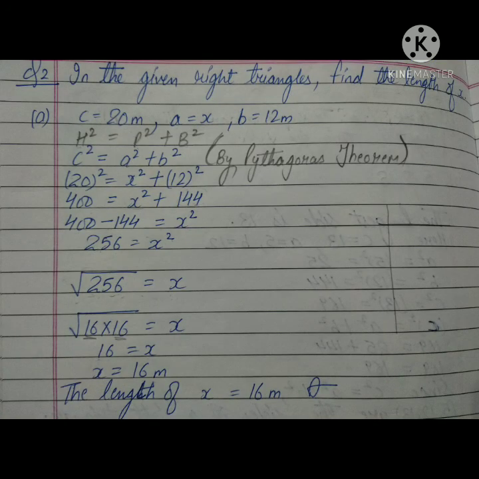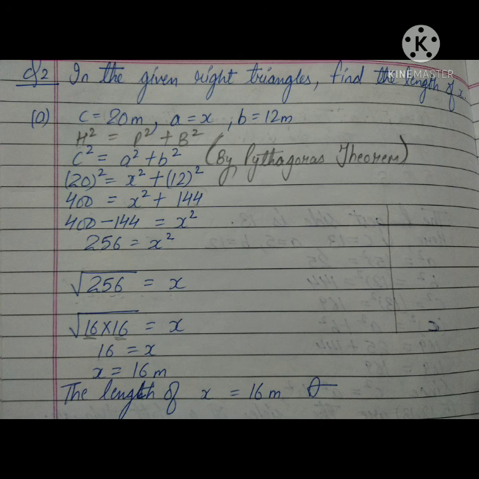In question number 2, in the given right triangles, find the length of x. The right triangles are given to you and you have to find the value of the length of x. So in part A, C is equivalent to 20 meters, A is equivalent to x, and B is equivalent to 12 meters. It is given to you.